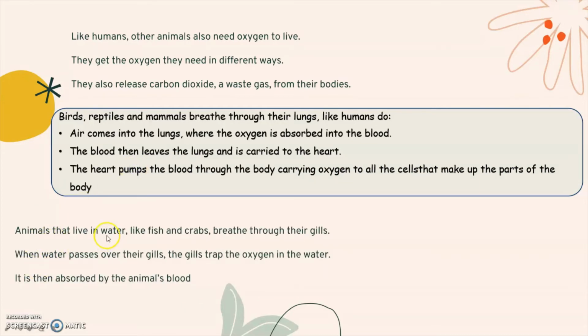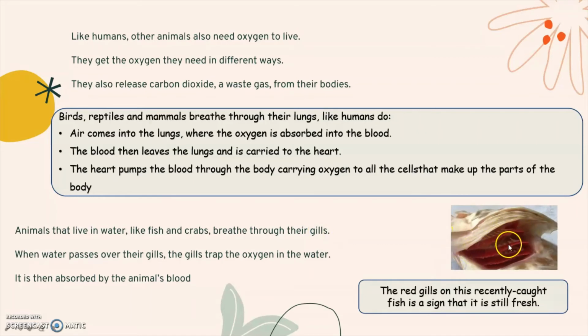Animals that live in water, like fish and crabs, breathe through their gills. This is the gills of the fish. When water passes over their gills, the gills trap the oxygen in the water. It is absorbed by the animal's blood. The red gills on this recently caught fish is a sign that it is still fresh. So if the gills are red, it means that the fish is fresh.